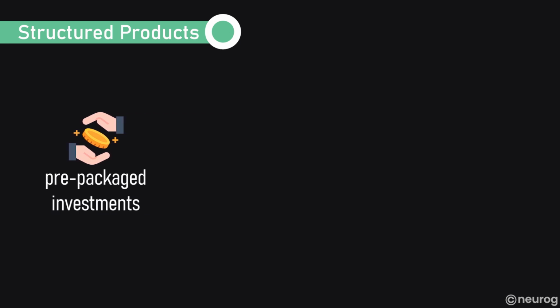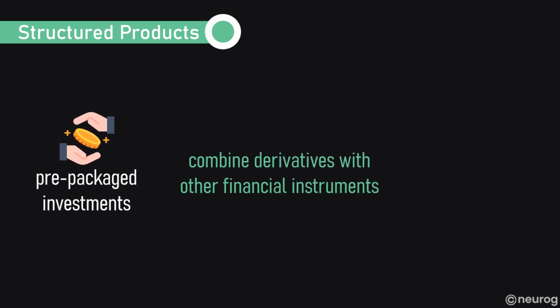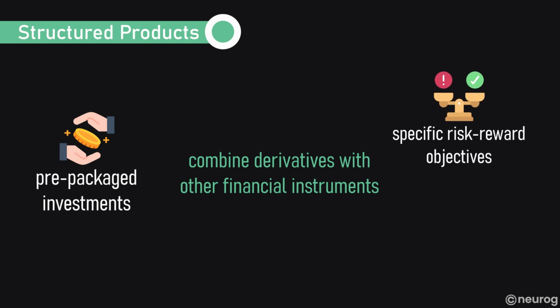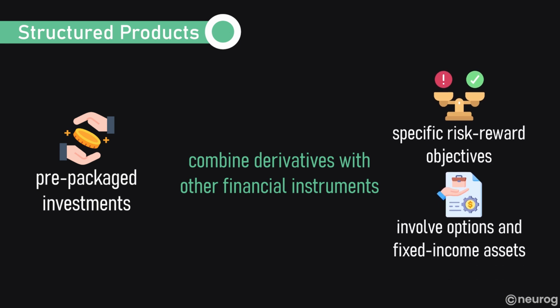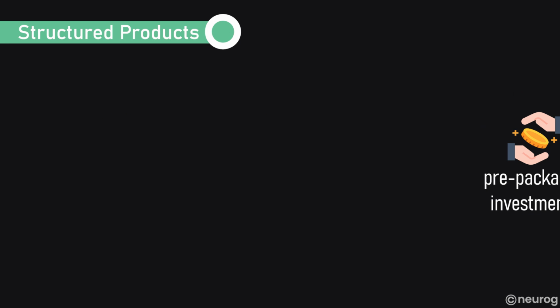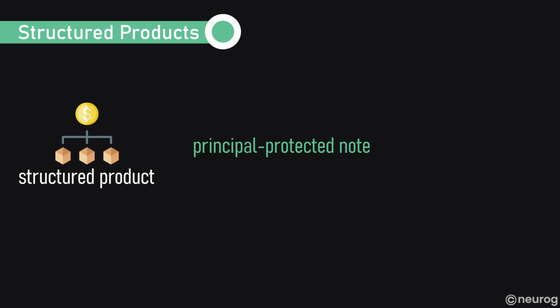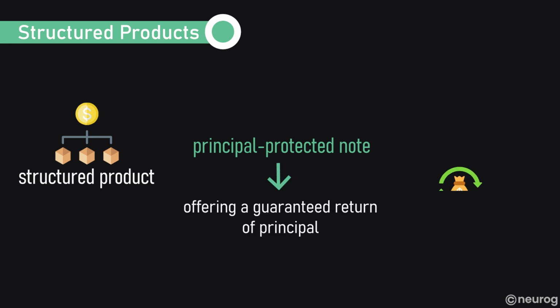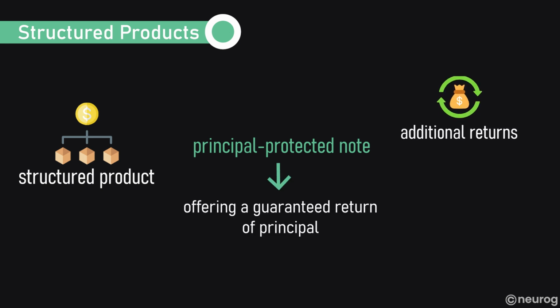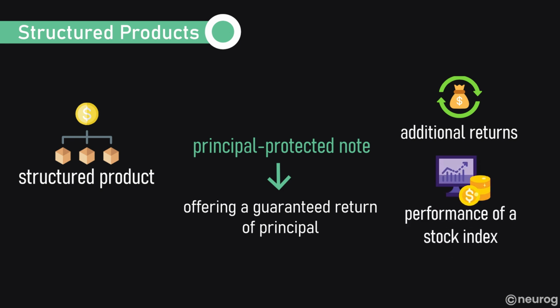Structured products are pre-packaged investments that combine derivatives with other financial instruments. They are tailored to meet specific risk-reward objectives and often involve options and fixed income assets. A typical structured product might be a principal-protected note, offering a guaranteed return of principal with additional returns based on the performance of a stock index.